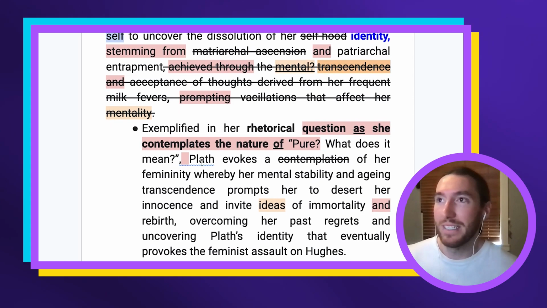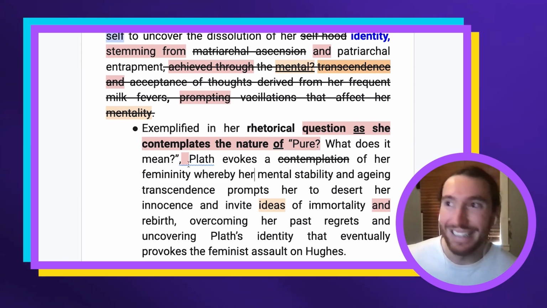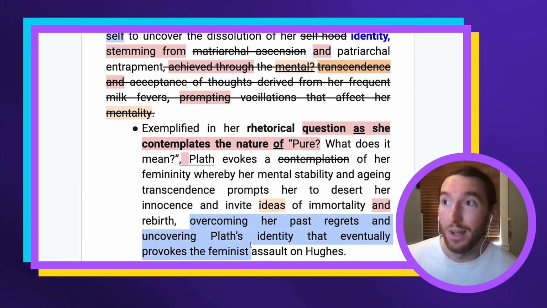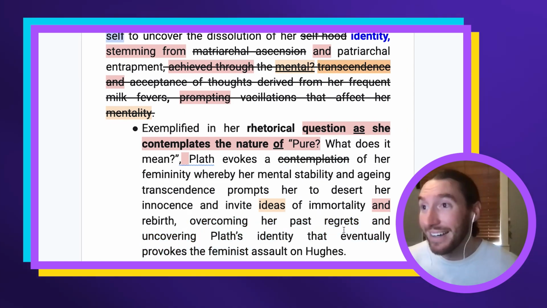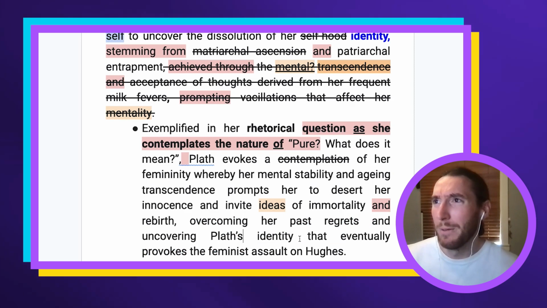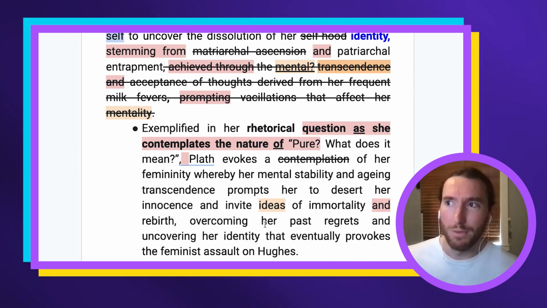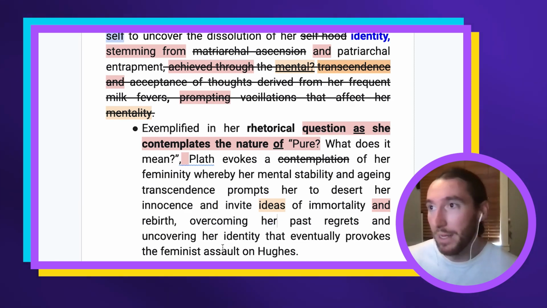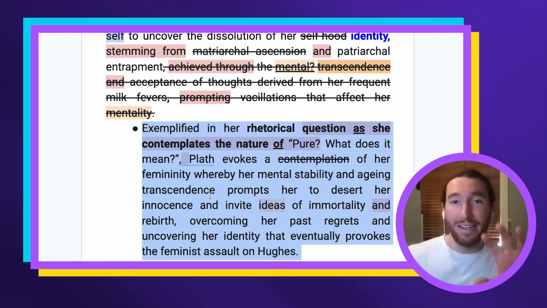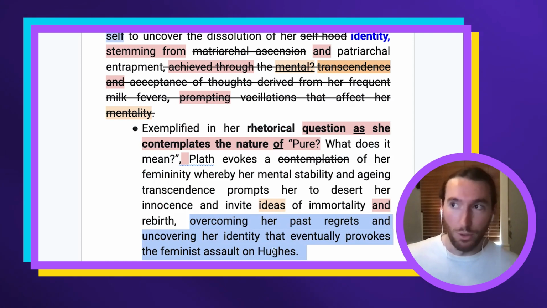Don't use both. We do have the same issue here where there's a little bit of clunkiness coming in because of another comma here and then into another clause, overcoming her past regrets and uncovering Plath's identity. I guess it would be uncovering her, because that's going to be really confusing to suddenly say Plath when you've been saying her the whole time. Uncovering her identity that eventually provokes the feminist assault on Hughes. There's just so much in that. So try and figure out what is the one key thing there, and we want to reduce this sentence by one clause, okay? So you might want to use some of this up here.